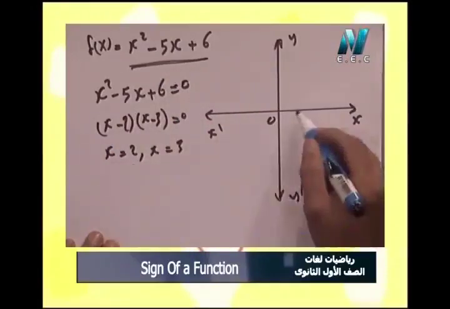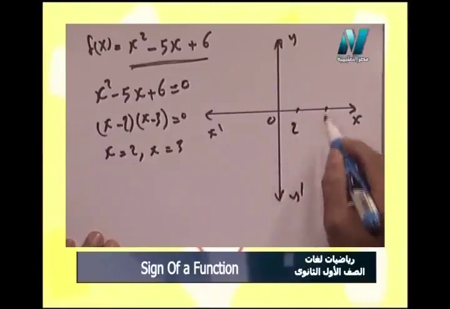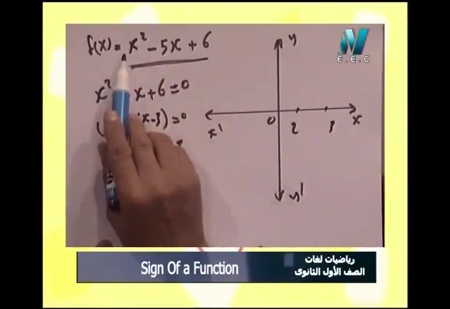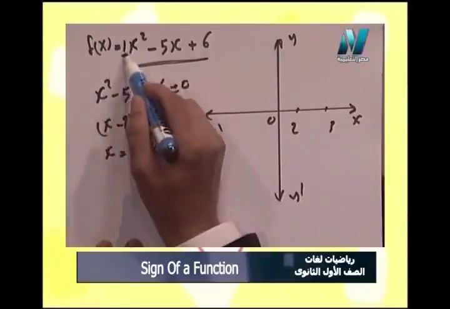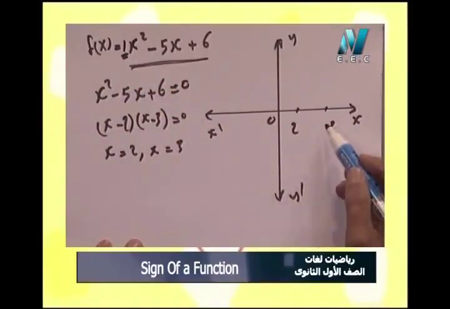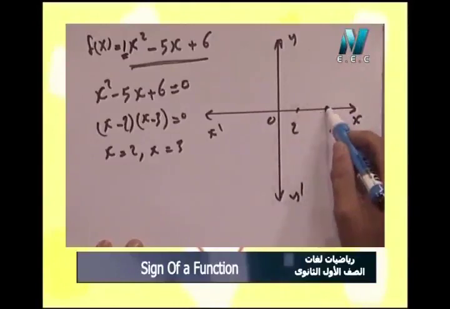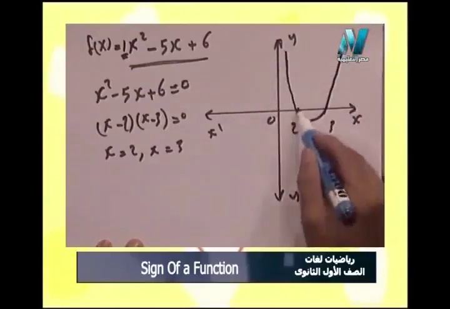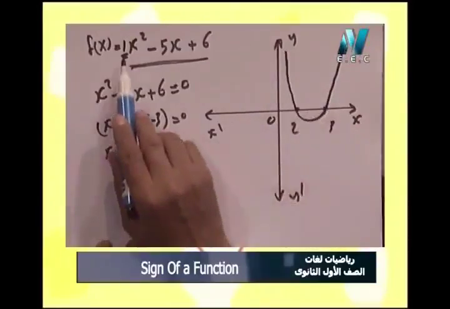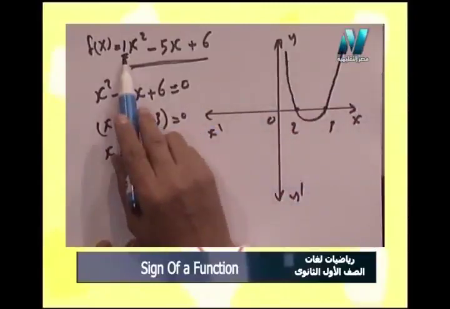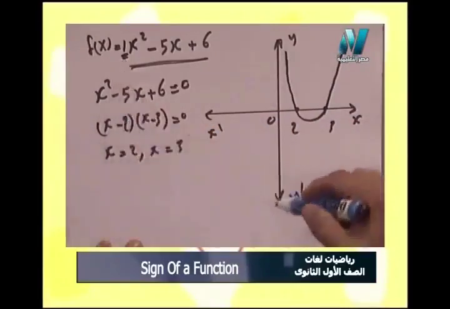Where is 2 and 3? If we put here 2 and here 3, and look carefully at this, what is the coefficient of x power 2 here? The coefficient of x power 2 is 1, or positive 1 here. So I expect that the function curve will be upward. So it's like that. If we have the coefficient of x power 2 positive, then it will be upward. But if the coefficient of x power 2 is negative, then it will be downward.